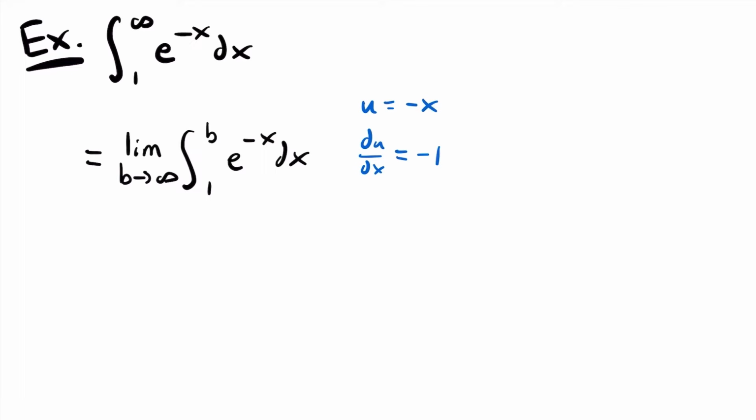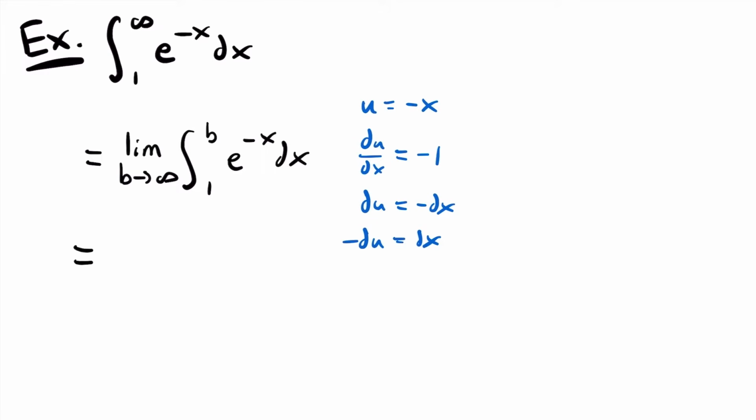And then if we solve for du, by multiplying both sides by dx, we will have that du is equal to negative dx. Now whatever du is equal to, we need to be able to find that within our integral. However, I don't see negative dx in our integral, I just see positive dx. And so if I multiply both sides by negative 1, we'll have negative du is equal to dx, and now we can replace dx with negative du.